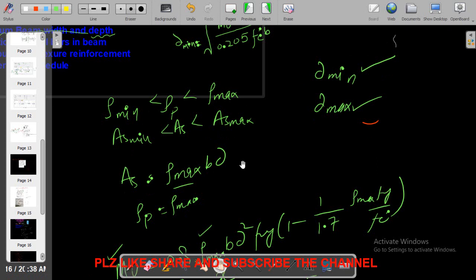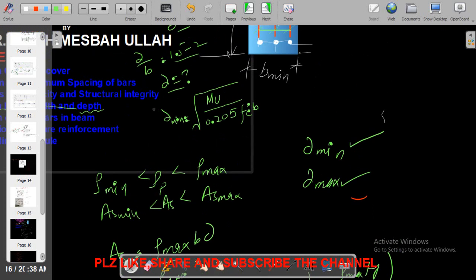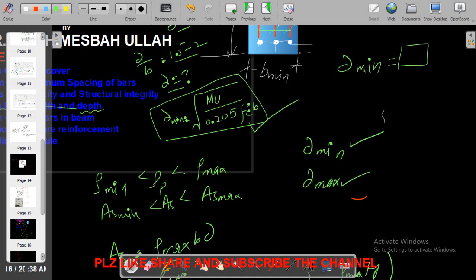But in today's lecture, we will derive one of the most valuable equations. You can see here, d minimum equals the square root of Mu divided by 0.205 fc prime times b. This is one of the easiest equations. If we find d minimum from this equation, this is the limiting value of d minimum. Remember, this is the limiting value. We can't decrease the effective depth below the value we get from this equation. That is why this equation makes calculation easier, and it will also help us in the initial sizing of the member. So let's start.